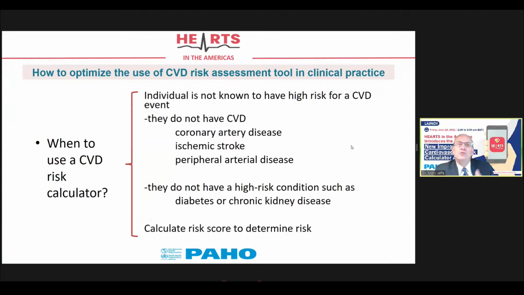But when do you use the risk calculator? Well, it's when they don't already have something which puts them in a high risk category. So again, they would have to not have coronary artery disease, ischemic stroke, peripheral arterial disease, something like that. And they'd also not be a member of a high risk group, such as diabetes or chronic kidney disease. So those are the patients. It's really the patients when many clinicians and systems are wondering, what should we do with this individual or groups of individuals? How aggressively should we treat them? So let's go to the next slide.